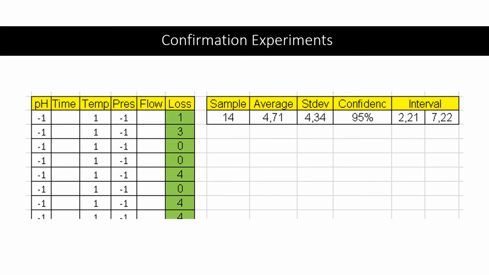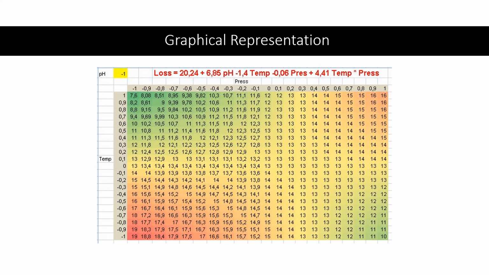We have run 14 replications with our simulator and obtained the results in sheet confirmation. We obtain a confidence interval for the process loss between 2.21 and 7.22. We can view a graphical representation of our mathematical model to help us understand the process behavior. Entering a value for pH, we can see the loss for each press and temp combination. With the color code, we clearly identify the minimum value in dark green, 7.6, which corresponds to press equals -1 and temp equals 1 as calculated by solver.